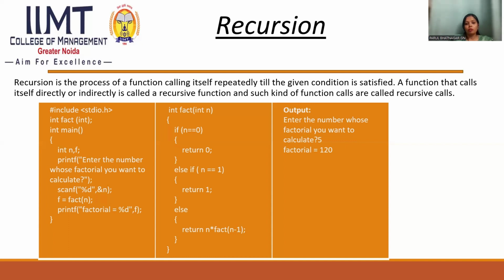Here we show the output on the screen. If we provide 5 as the number for factorial, it prints factorial of 5 is 120.